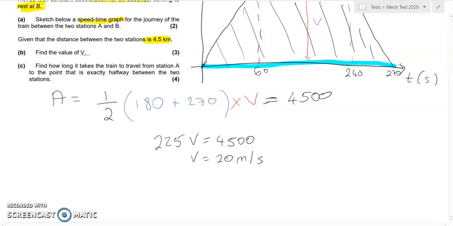And the last part says, find how long it takes the train to travel from station A to the point that is exactly halfway between the two stations.